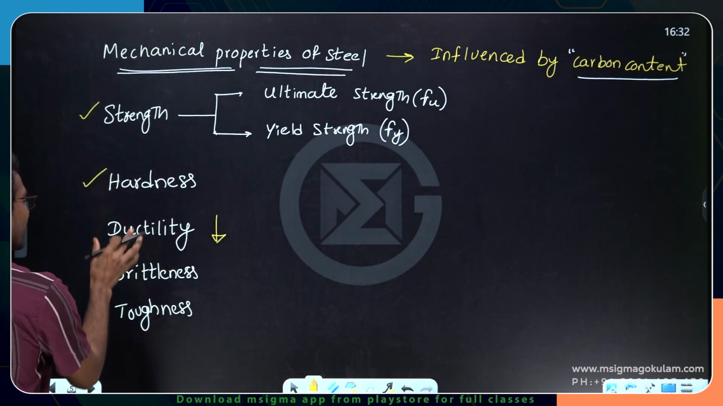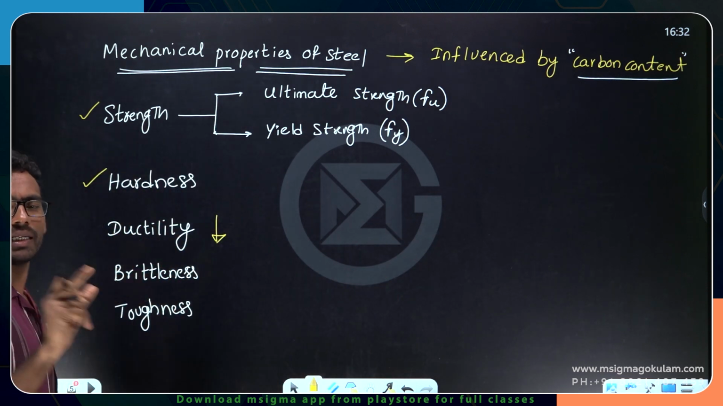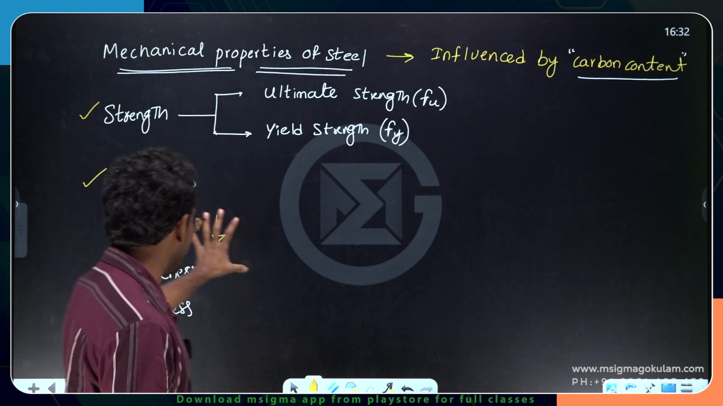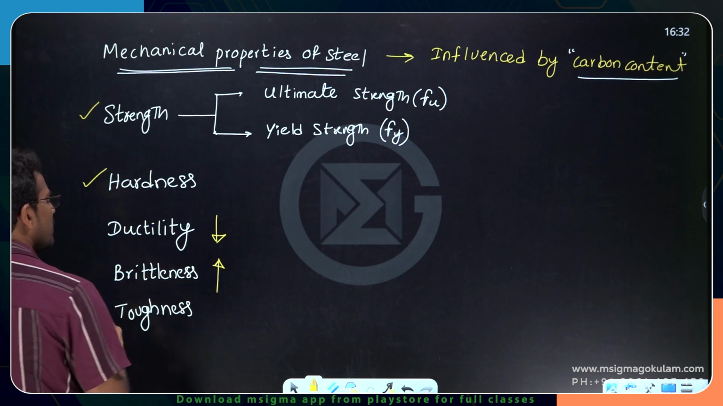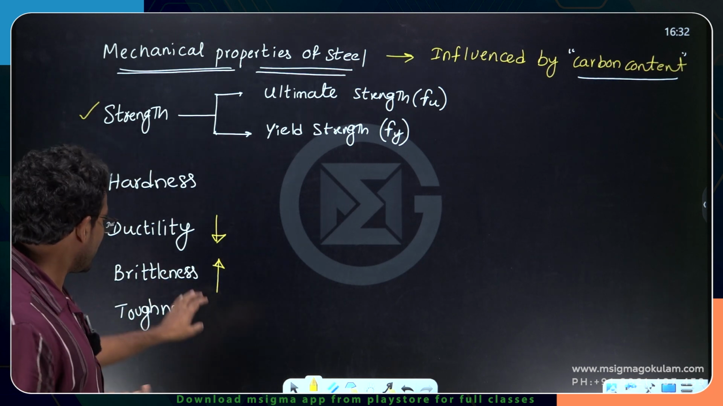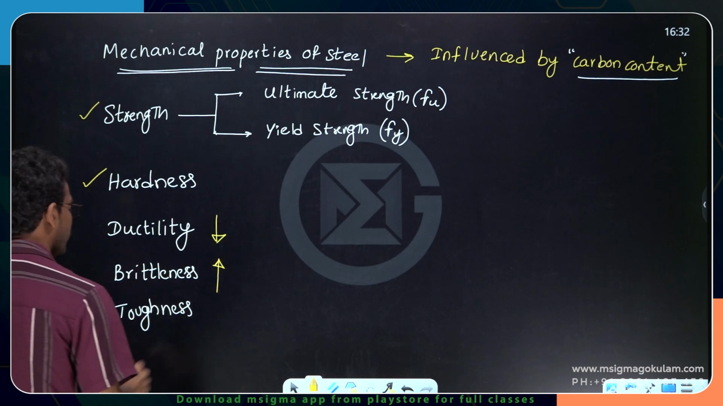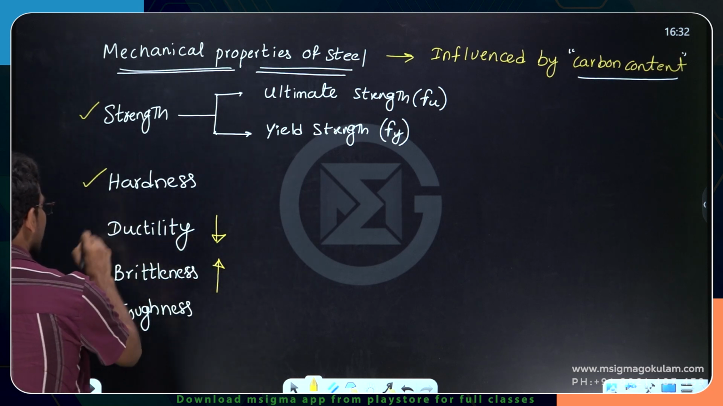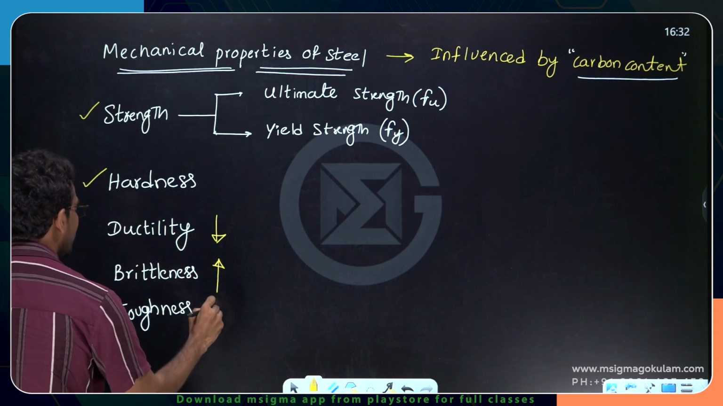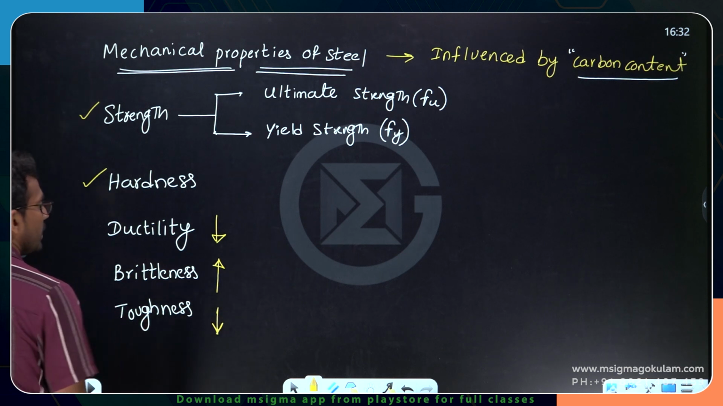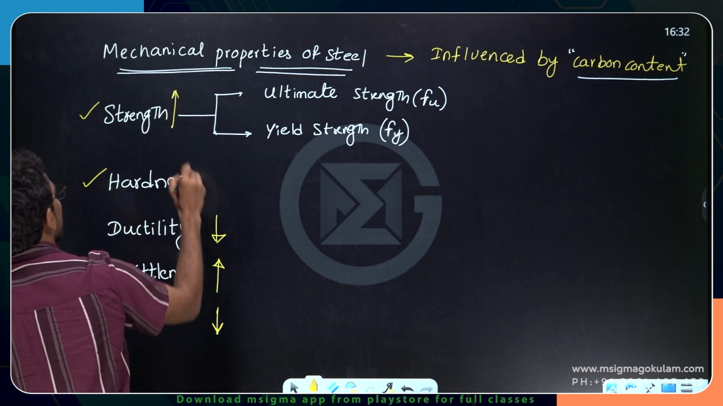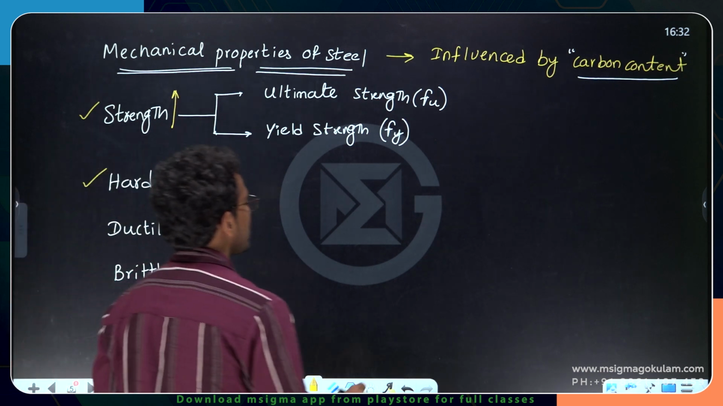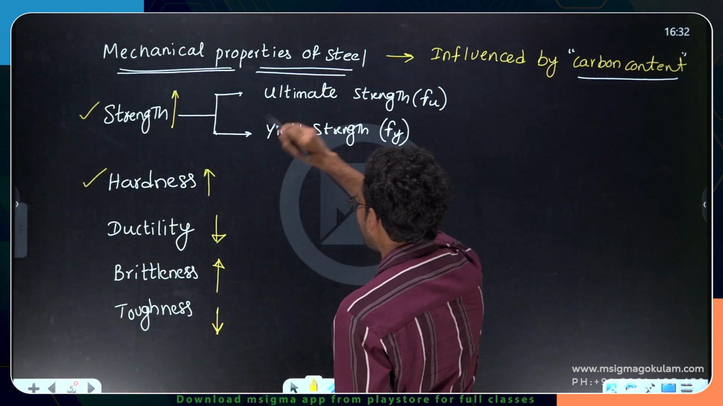As I told you, ductility and brittleness are exactly opposite to each other. If the ductility reduces, brittleness increases. Brittleness means failing suddenly when you apply force. So that will increase when the carbon content is more. And toughness, as I told you, ductility and toughness are proportional to each other. If the ductility is less, toughness is also less. So this is what happens when you increase the carbon content. Strength increases, hardness increases.